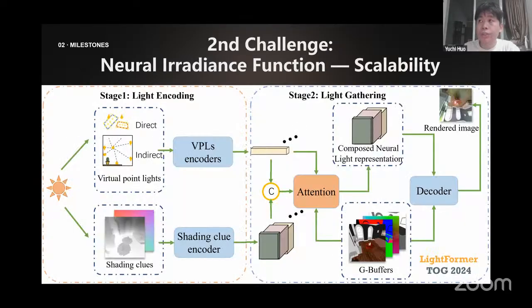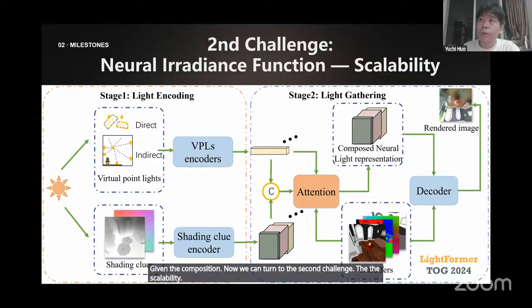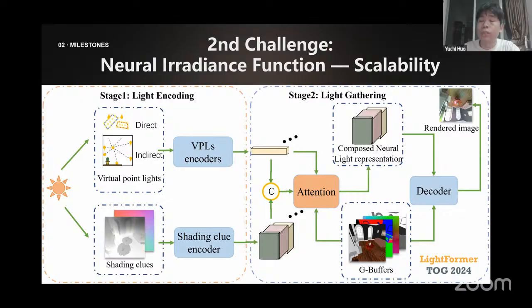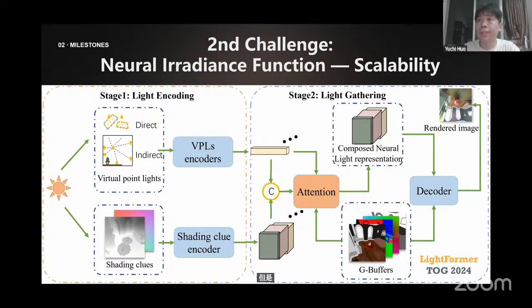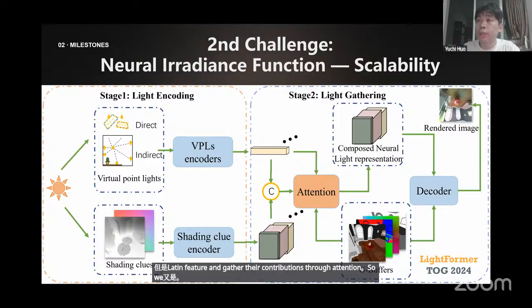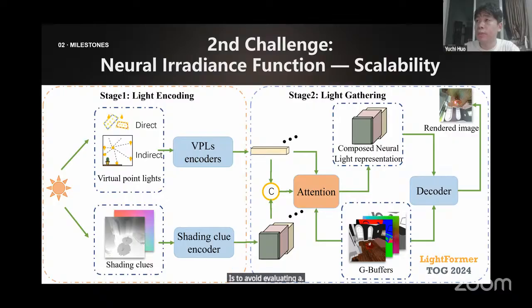Given the composition effects, now we can turn to the second challenge, scalability. We built our second work, Lightformer, in 2024, which encodes the virtual point lights as latent features and gathers their contributions through attention. So we use a G-buffer and shading cues to guide the decoder while composing the neural lighting representation, summarizing many illumination samples. The purpose is to avoid evaluating separate expensive models for every individual object and lighting.